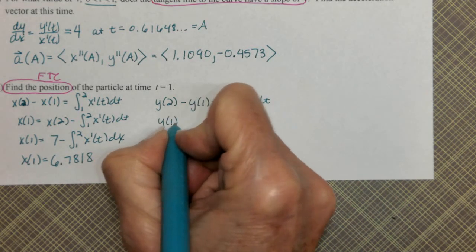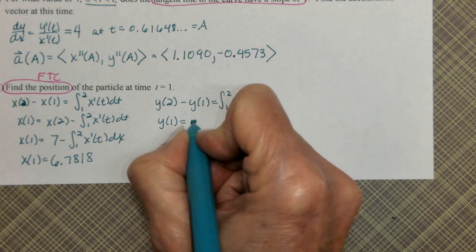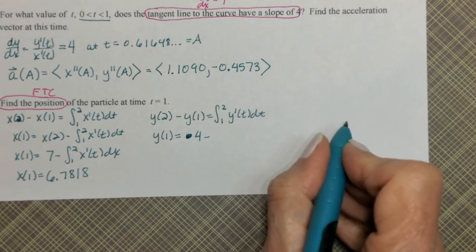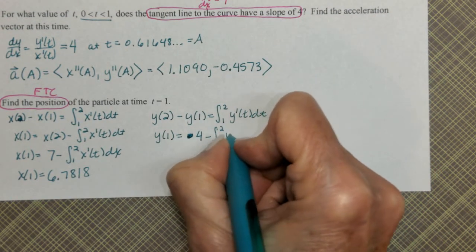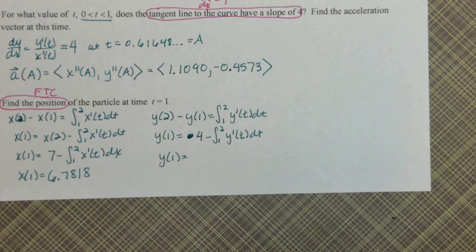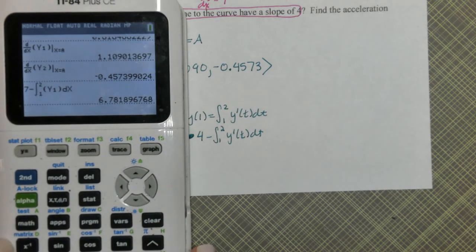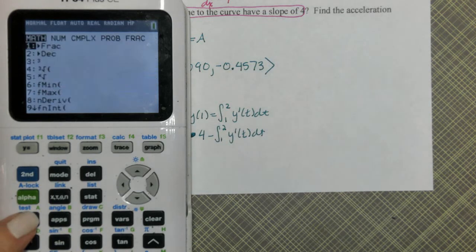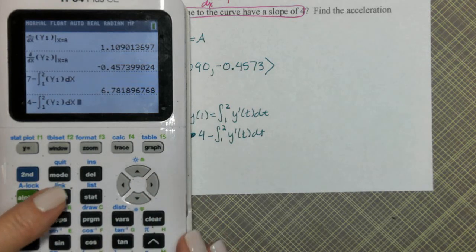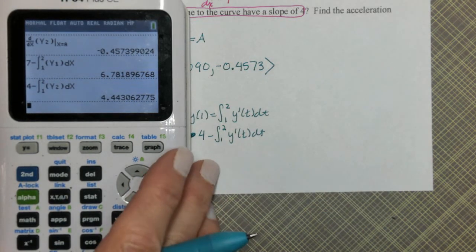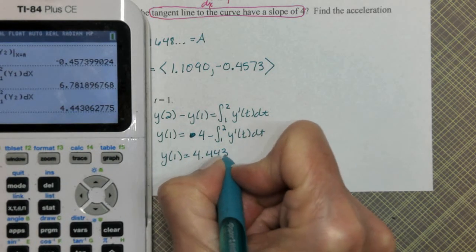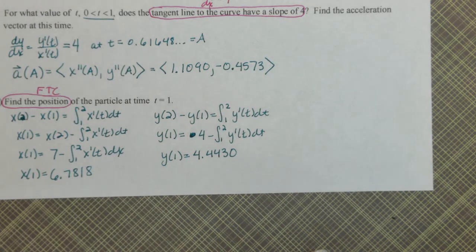So y at time 1 will be y at time 2, I almost did it again, y at time 2 is 4 minus this integral, so y at time 1 is 4 minus the integral 1 to 2 of y2, 4.4431. So write at least the first 3 you see.